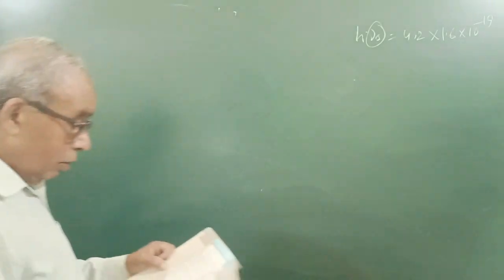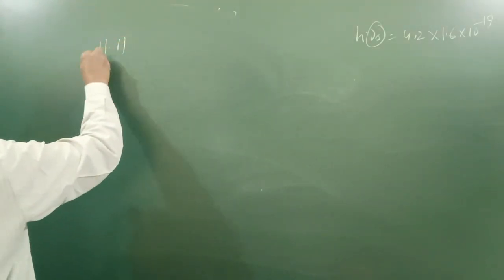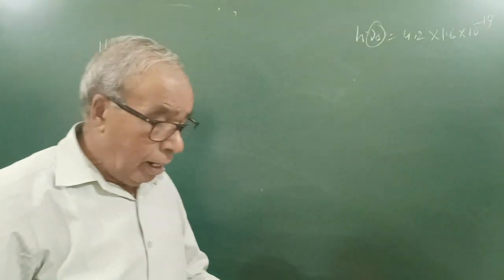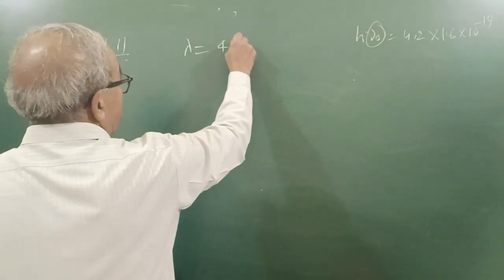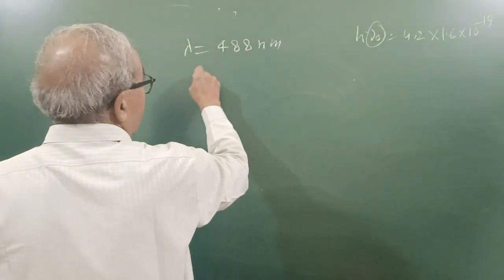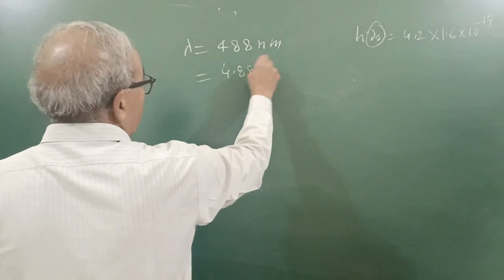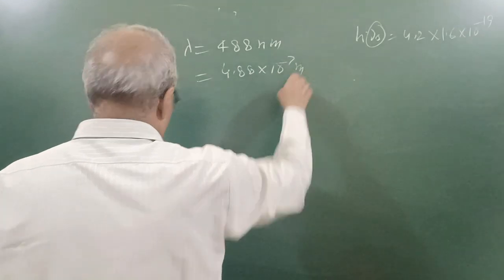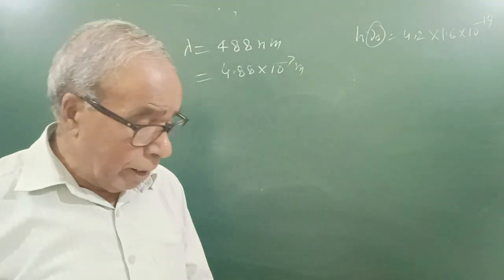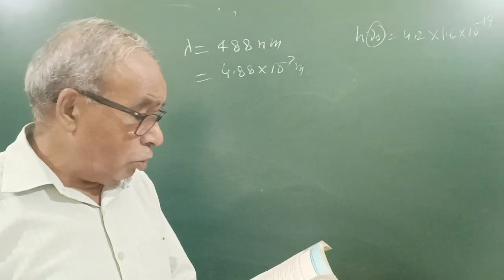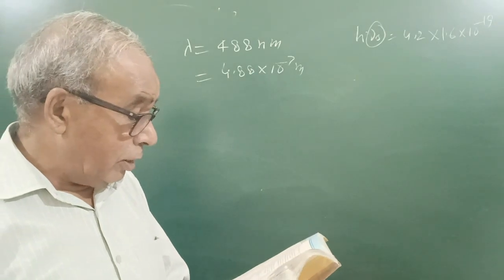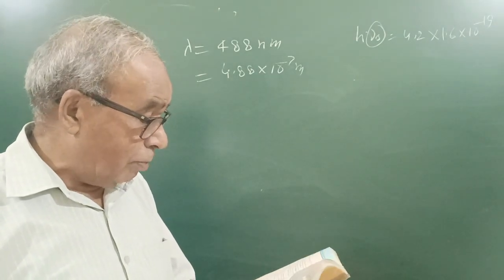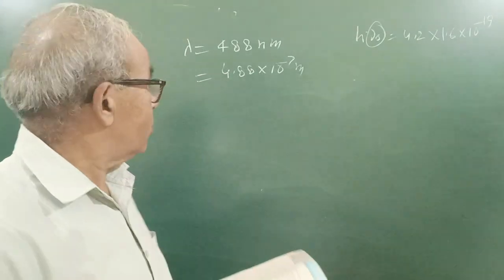Question 11.11. Light of wavelength 488 nanometer, which is 4.88 × 10^-7 meter, is produced by an argon laser which is used in photoelectric effect. When light from this spectral line is incident on the emitter, the stopping cutoff potential is 0.38. Find the work function. Simple.